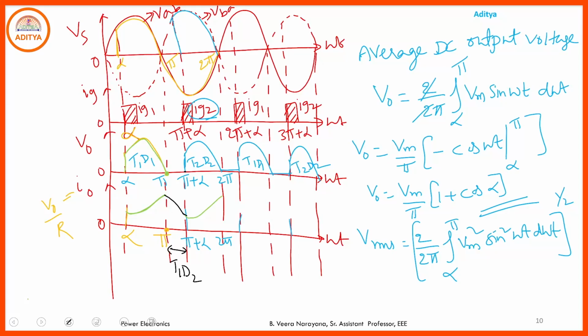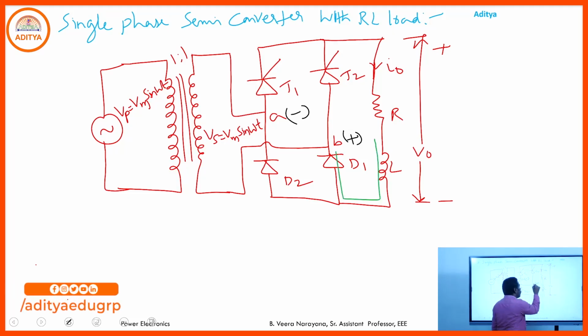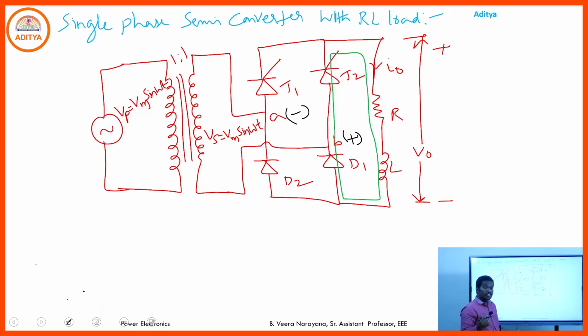Similarly, at 2 pi, even though the output voltage is 0, the output current cannot be 0, hence the energy stored in the inductor is discharged through D1. During this negative half cycle, some energy must be stored in the inductor. That stored energy is discharged through D1, T2 and the resistive load. So the discharging path is through T2, D1, which simply acts as a short circuit across the load.